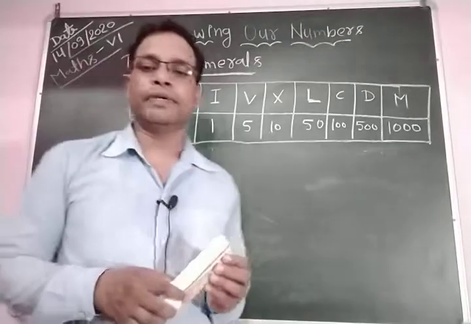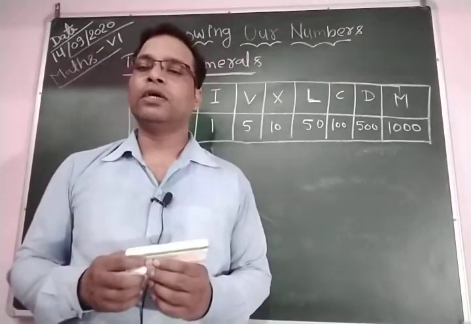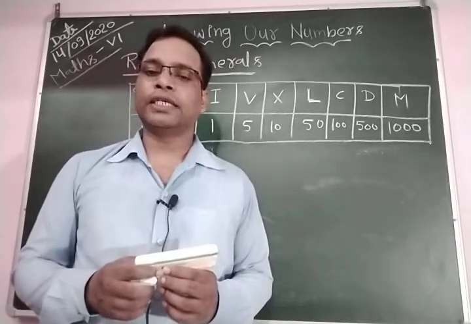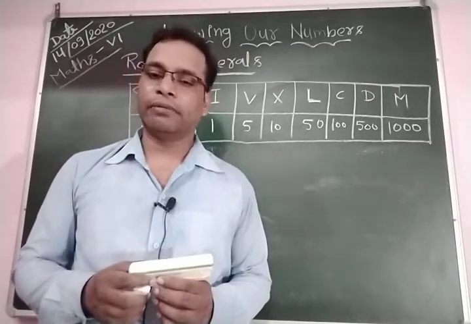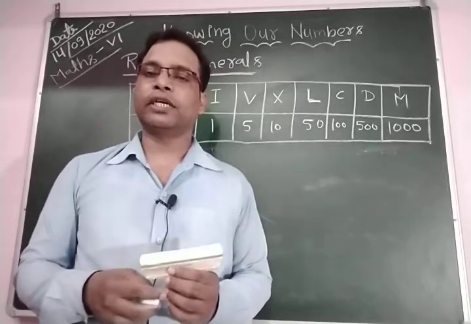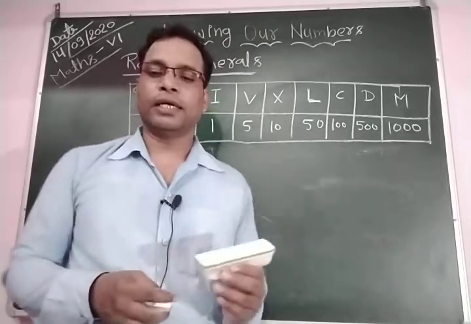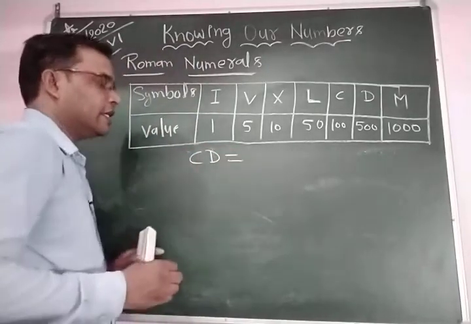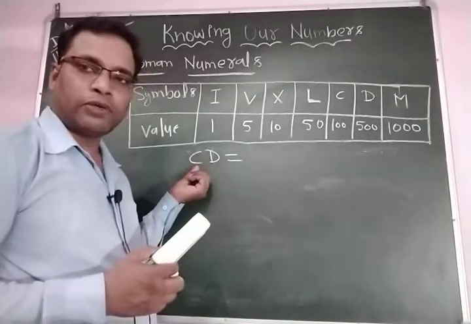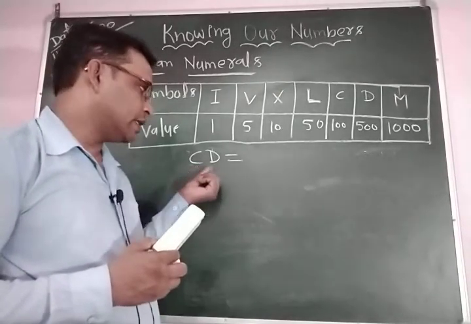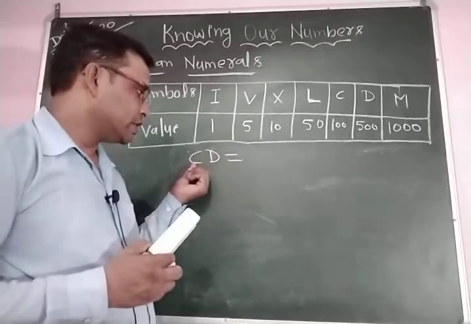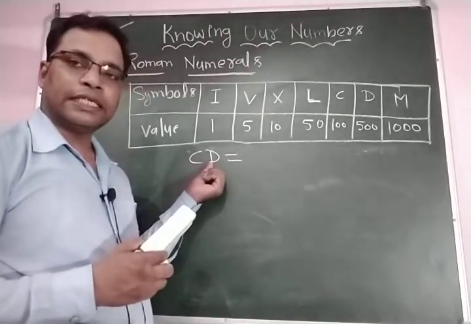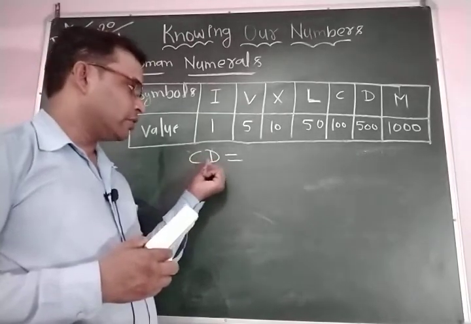This rule is that if a symbol of smaller value is written to the left of a symbol of greater value, then its value gets subtracted from the symbol of greater value. So we take some more examples related to these rules. You can write CD. What is CD? Here you can see the symbol of smaller value is written to the left of the symbol of greater value. The symbol of smaller value is C and the symbol of greater value is D. So you can see here C is written to the left of the greater value D.